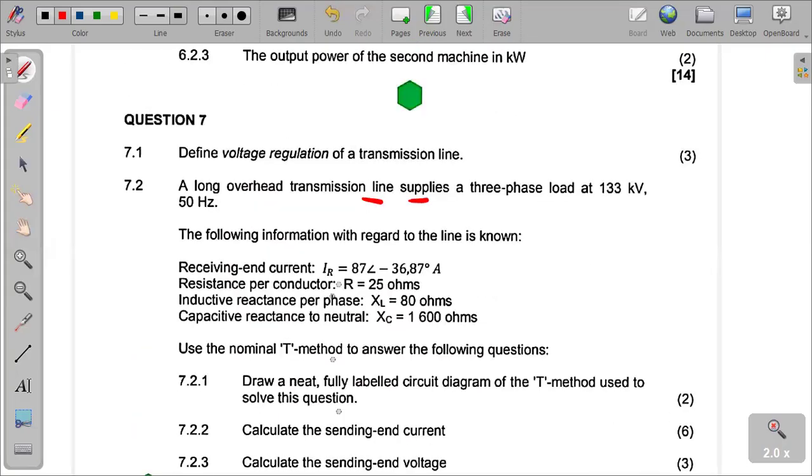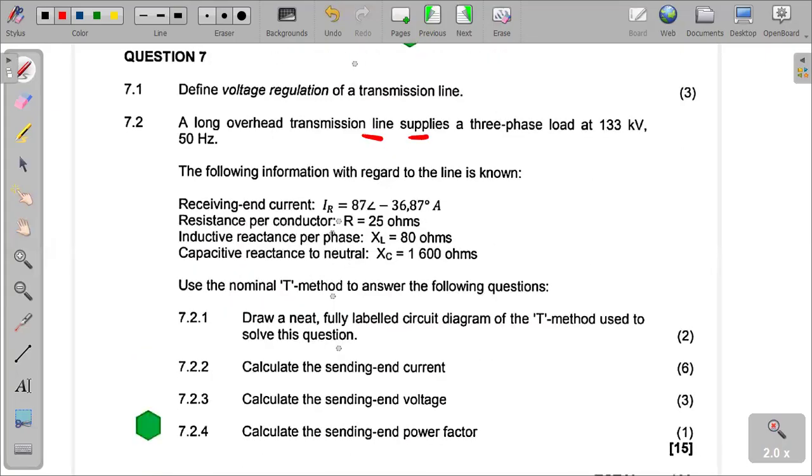So here comes a question. A long overhead transmission line supplies a three-phase load at 133 kV, 50 hertz. The following information with regards to the line is known. Receiving end current IR is equal to 87 angle of negative 36.87 amperes. Resistance per conductor, inductive reactance per phase, capacitive reactance to neutral, we have been given. Use the nominal T method to answer the following questions. First, draw a neat, fully labeled circuit diagram of the T method used to solve this question.